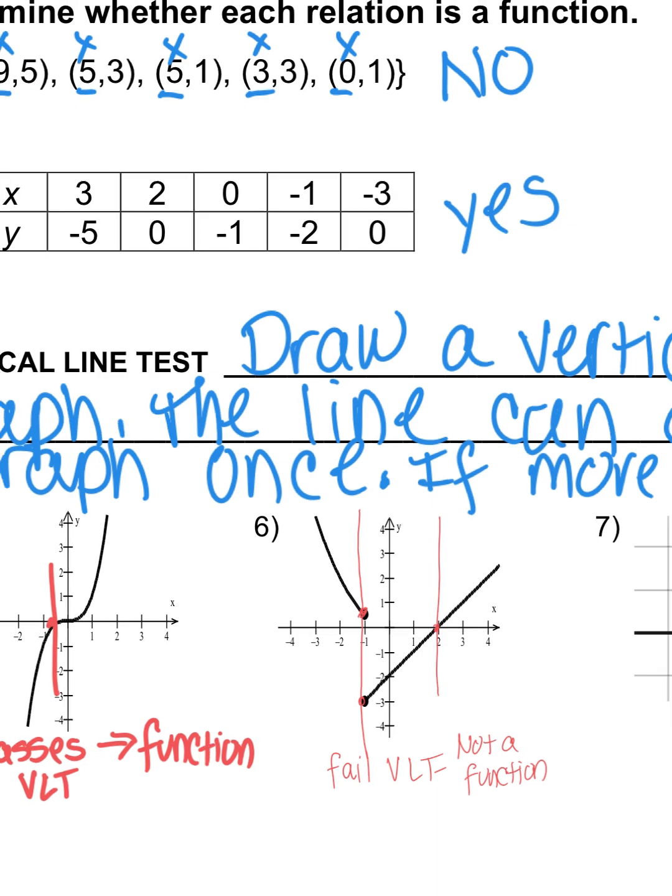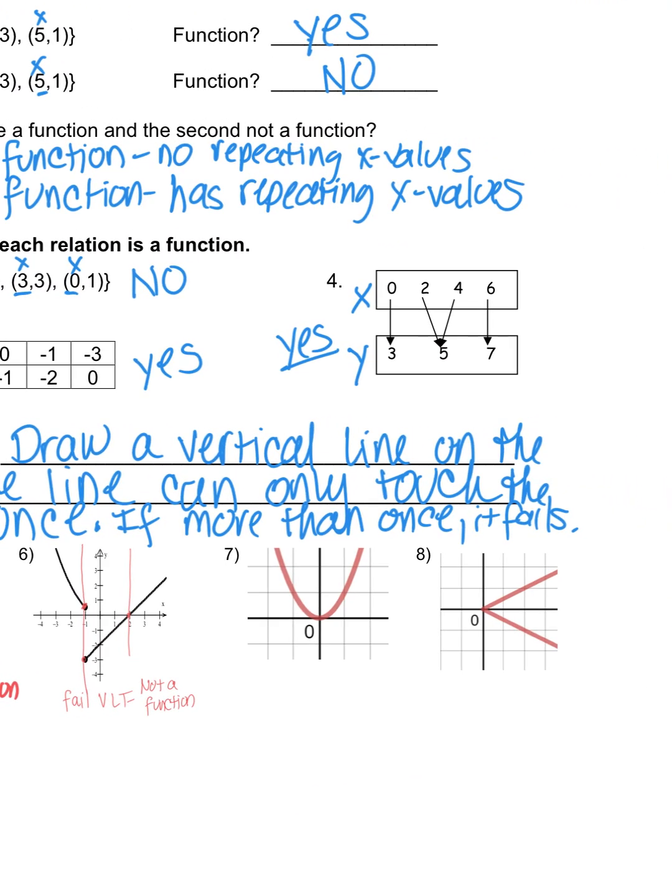Let's go ahead and go to number 7. Let's draw a vertical line. Does it pass this test? Oh, 1 point there. Yep, we can see anywhere we draw that vertical line, it will definitely pass the vertical line test because it only touches the graph once. So we will put, this passes vertical line test, and therefore it is a function.